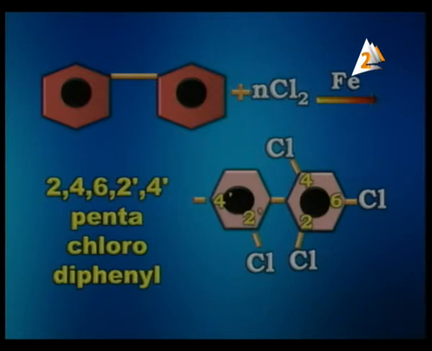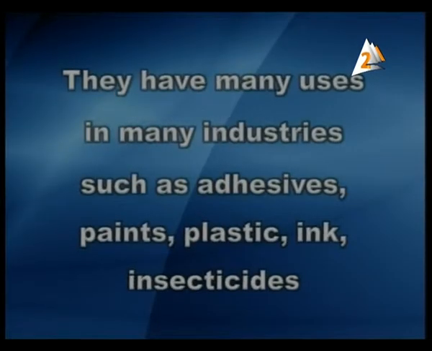You have a different enumeration, 2,4,6,2,4. It means pentachlorodiphenyl. Look at the numbering for the benzene ring. You have 2,4,6 joined by chlorine, with two rings of the benzene joined together. Now, pentachlorodiphenyl. We have many uses in many industries, such as what? Adhesives, paints, plastic, ink, insecticides.